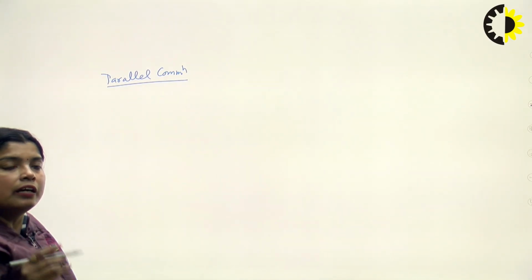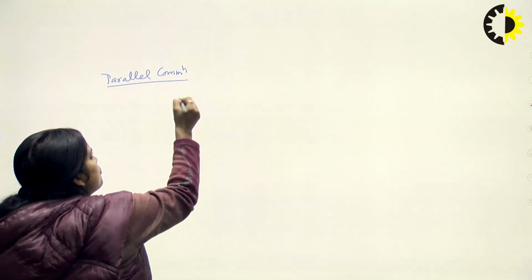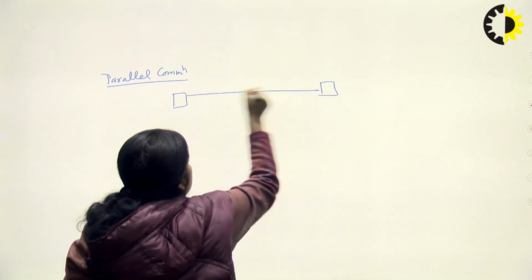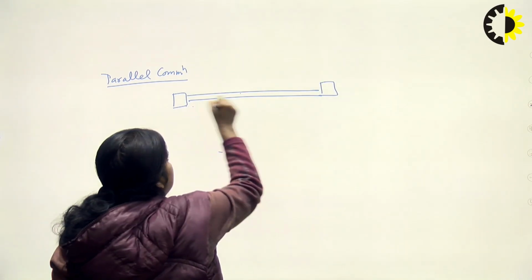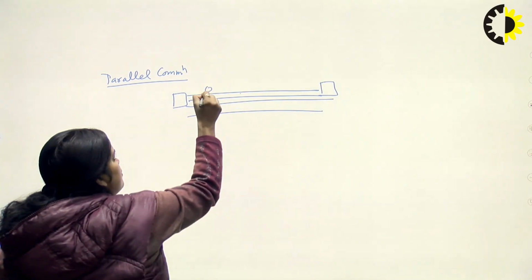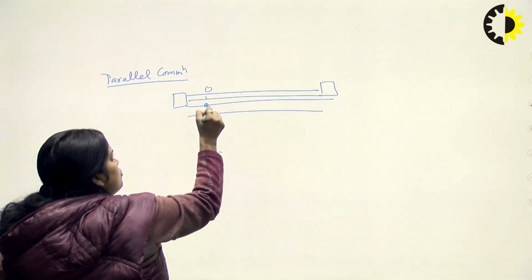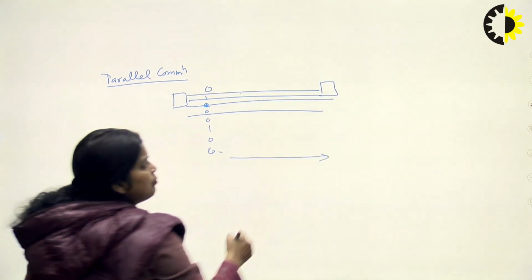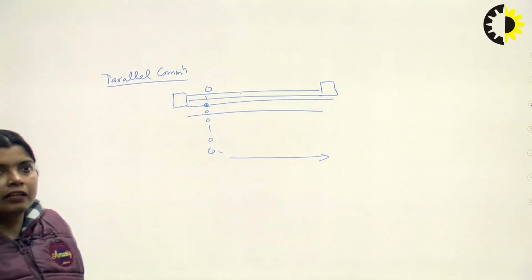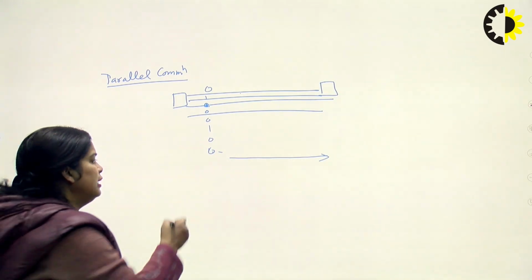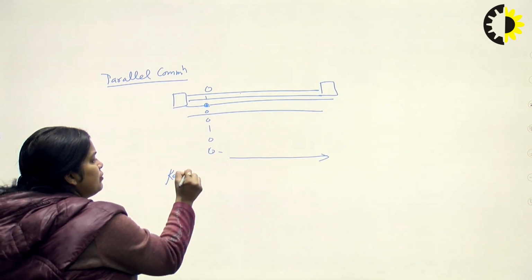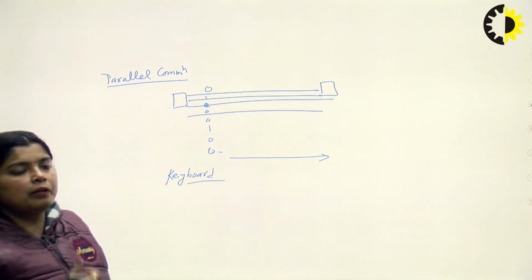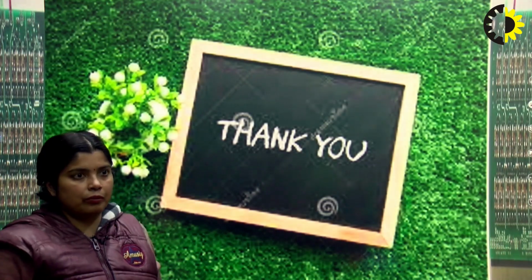In parallel communication, suppose I have a source and a destination and I have 8 data bits: 0, 1, 0, 0, 0, 1, 0. All these things are communicated in parallel. That is parallel communication, and the general example of this is the keyboard. For the keyboard, parallel communication is going on.